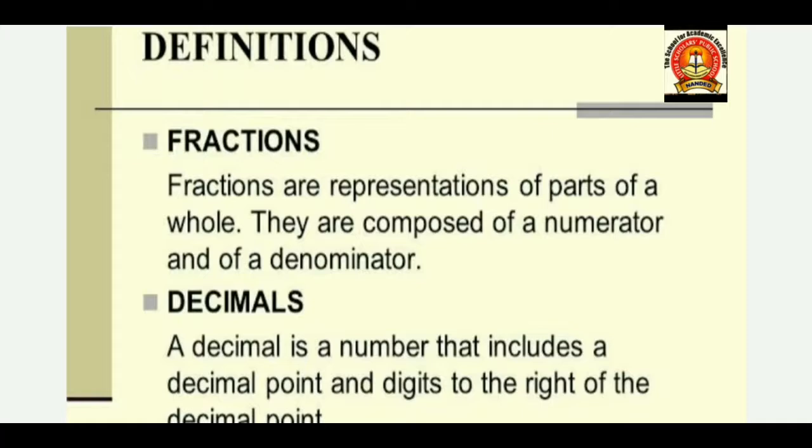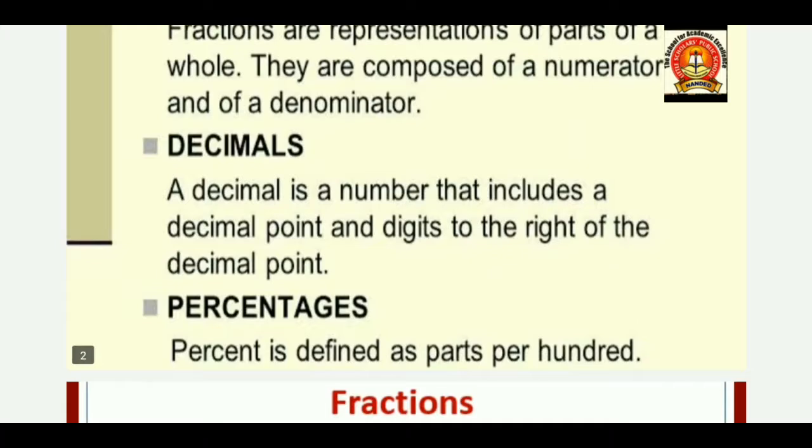And one more thing we have seen, that is decimals. A decimal is a number that includes a decimal point and digits to the right of the decimal point. Percentages. We all have our school grades, percentages. As the name itself suggests, percent means for every 100, per 100, or parts per 100.